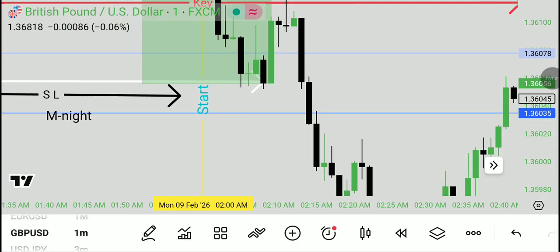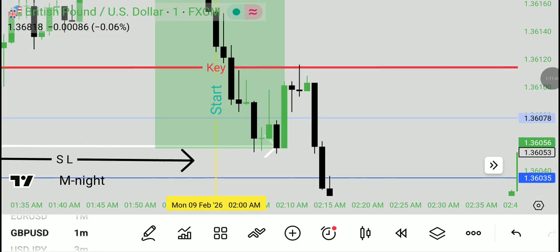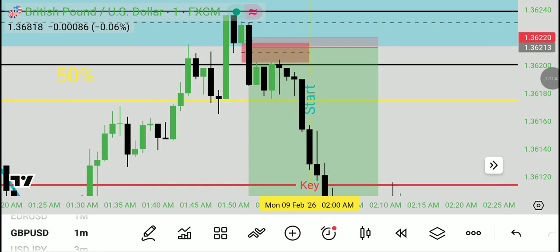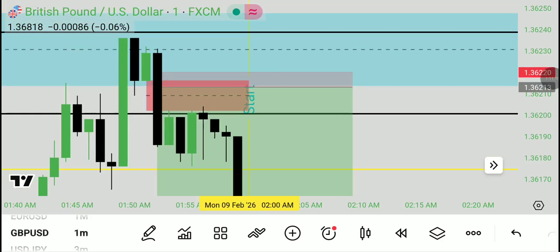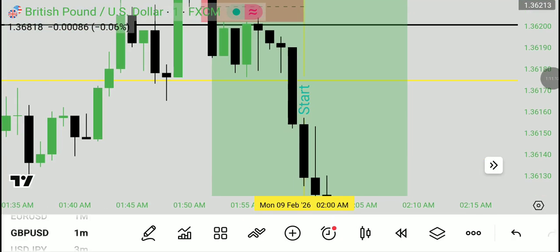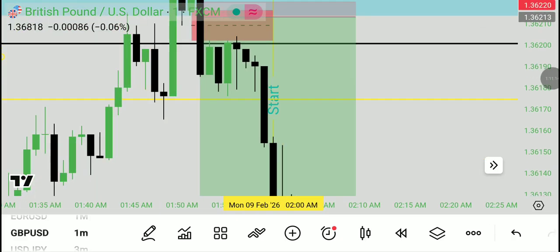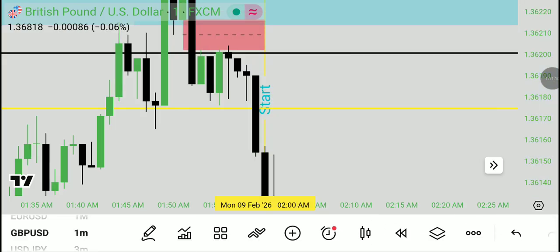A beautiful trade, you can see. So be very careful with those setups. Don't put them on a live account right away, you need to study them first. So I'm done with another session.